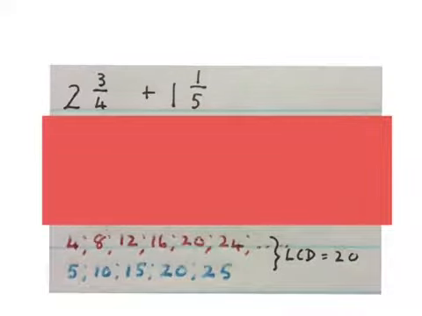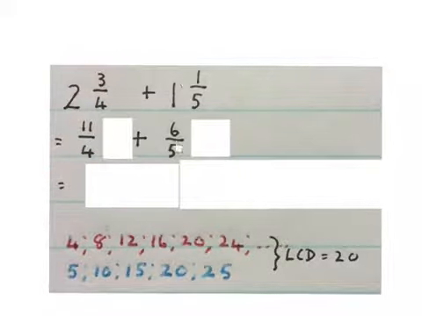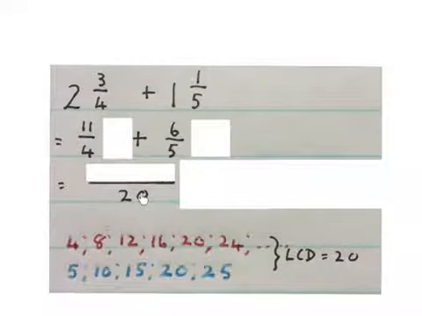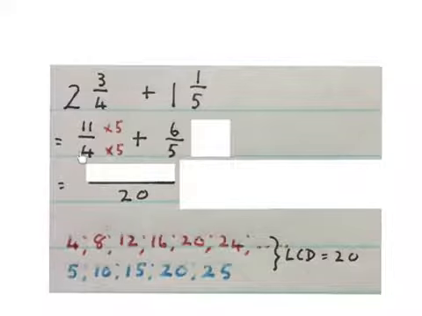I'm quickly going to talk you through two more. Here we have 2 3/4 plus 1 1/5. First we make both of them full fractions, improper fractions. Then we make the bottoms the same, which will be 20. Then you ask, what do you times 4 to get to 20? That'll be 5. You also times the top by 5. What do you times 5 to get to 20? That's 4. You also times the top by 4.